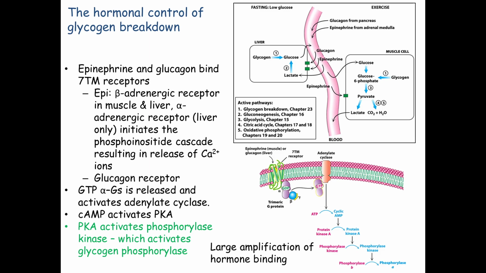Okay, so one epinephrine molecule binding can turn on millions of enzymes. And that's why it's so rapid. You can get one binding and then instantly degrade most of the glycogen in the cell, right? Or a large proportion of the glycogen in the cell. So that muscle's ready to go.